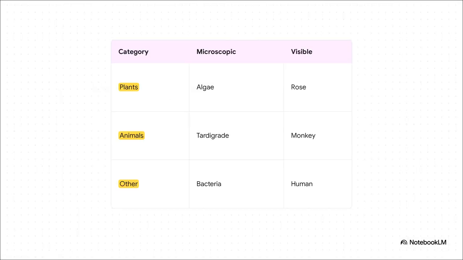And this really brings it all together. Life exists at every single size. You've got microscopic plants like algae and big ones like a rose. You've got tiny animals like our friend the tardigrade and big ones like a monkey. The point is, this tiny world isn't some separate thing. It's actually the foundation that our big, visible world is built on. They completely depend on each other.